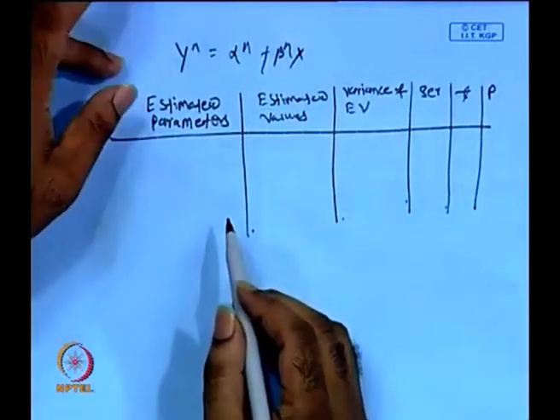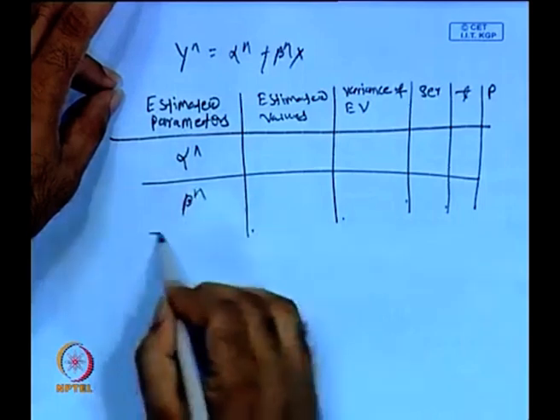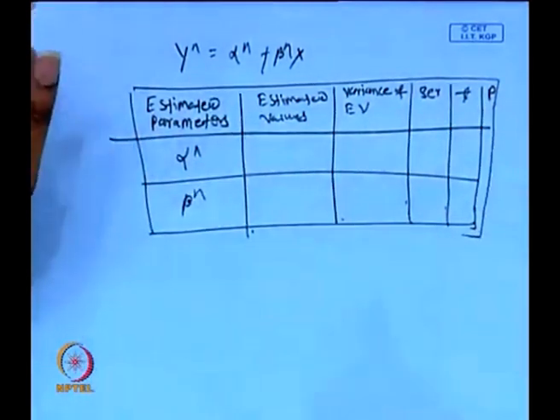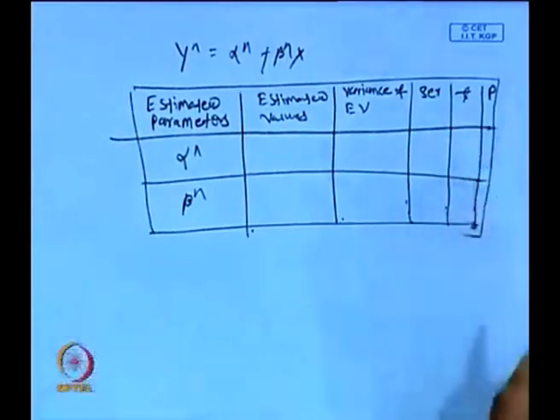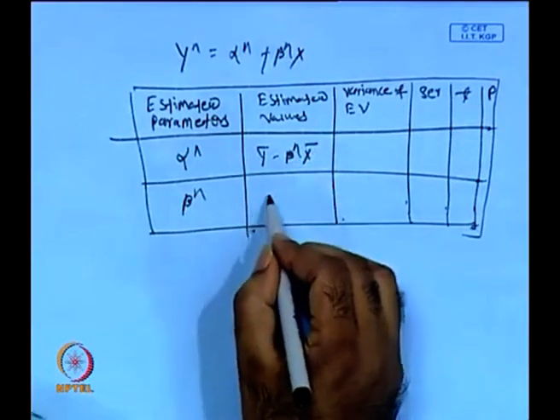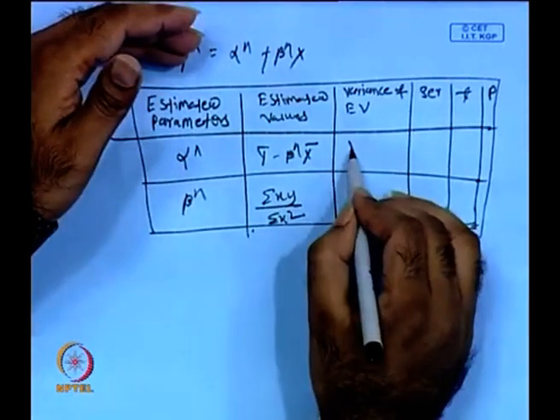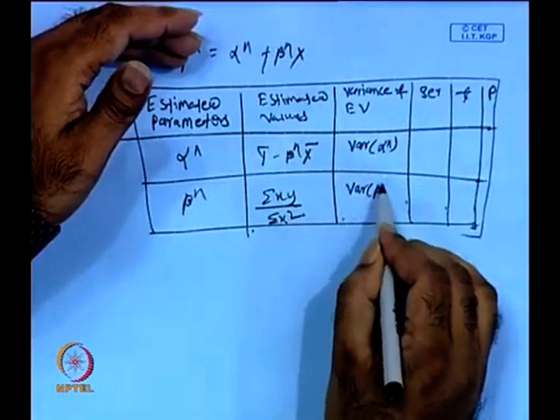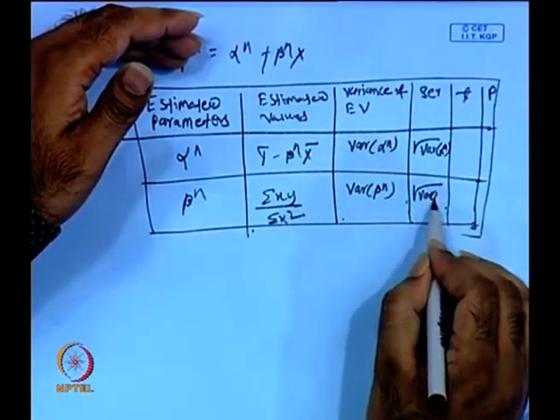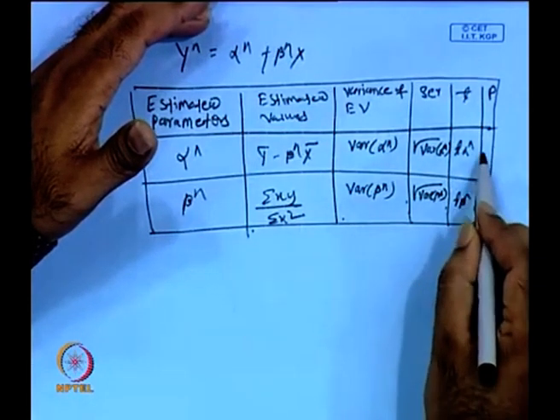So, what are the estimated parameters for this bivariate setup? The first parameter is alpha hat and the second parameter is beta hat. This table has to be designed completely. What is the estimated value? Alpha hat is nothing but y bar minus beta hat x bar, and beta hat is equal to summation xy by summation x square, which we discussed long back. Then the variance of alpha hat and the variance of beta hat. The standard error of beta is the square root of the variance of beta hat. This is how the standard error will be designed. Then the t statistic is t alpha hat and t beta hat, and we would like to know what the significance levels are.